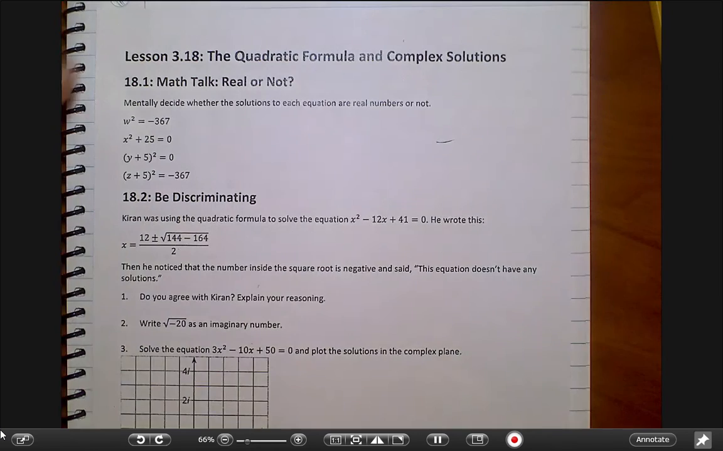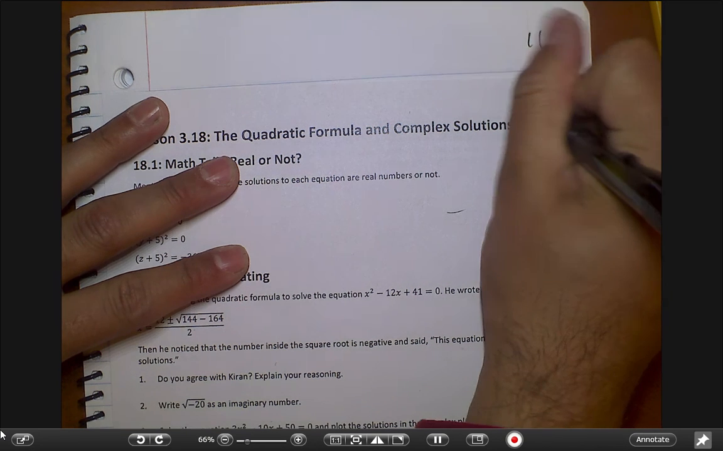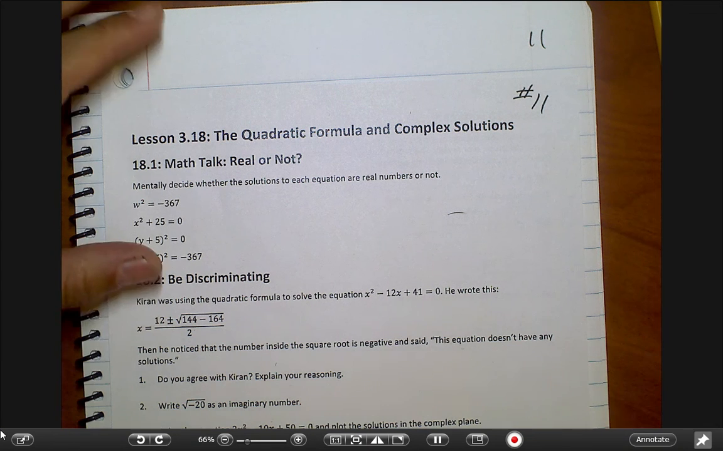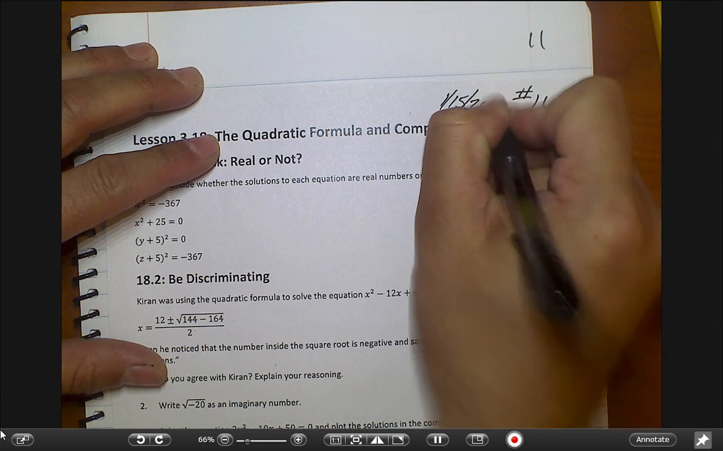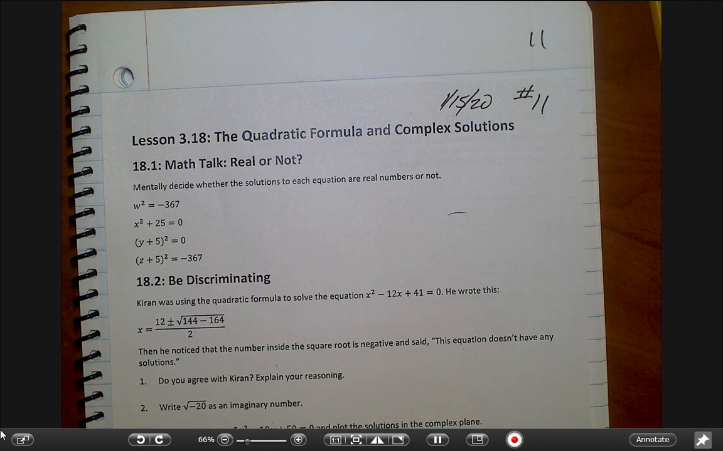Today is 3/18. Okay, and these notes right here are number 11. Number 11, and today's date. There we go. Now, I'm having you guys date it every time. I don't know if you guys noticed that. It's going to help you do the table of contents, which a lot of people still never got those points for. Anyway.